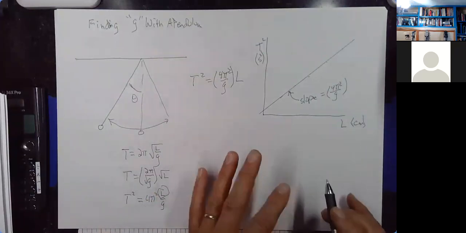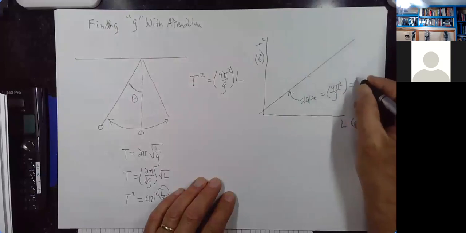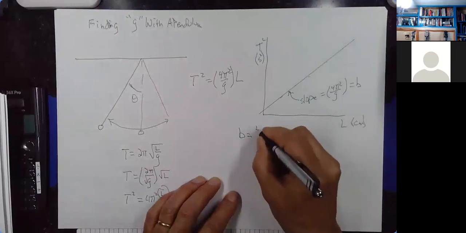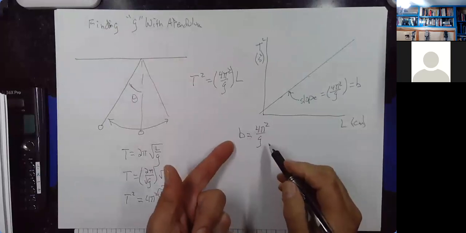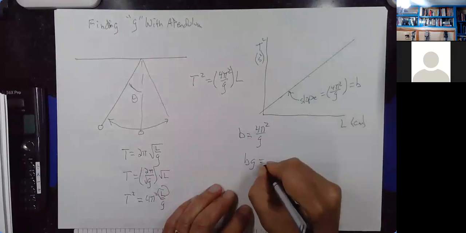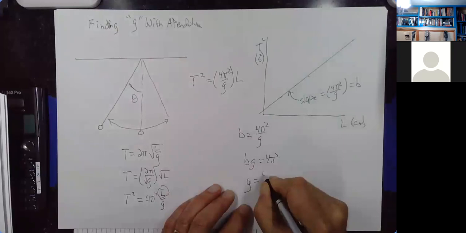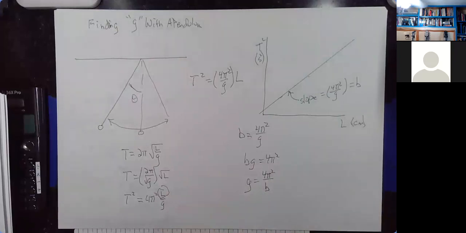But then you take the number you get for the slope, and let's just call that number B that you happen to get, and you just set B equal to 4 pi squared over G, and then solve for G. Multiply both sides by G, and you'd get BG equals 4 pi squared, and G is going to equal 4 pi squared over the slope. And so that's how we will find the acceleration due to gravity in that experiment.